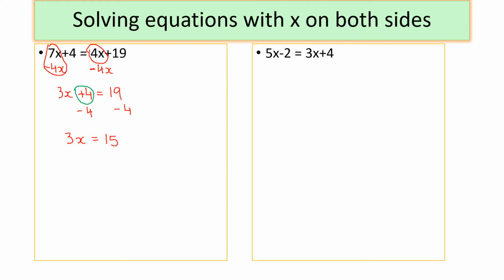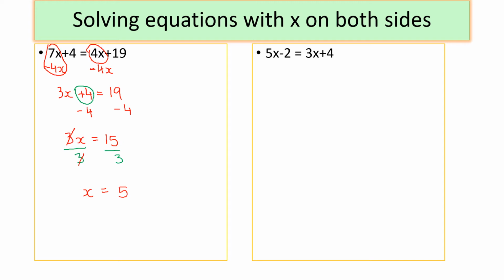Okay, now this is quite a simple equation now. I've got 3x, which means 3 times x. Now to do the opposite, I need to divide by 3. Remember to do it to both sides. The 3's cancel, and I've got x equals 5.